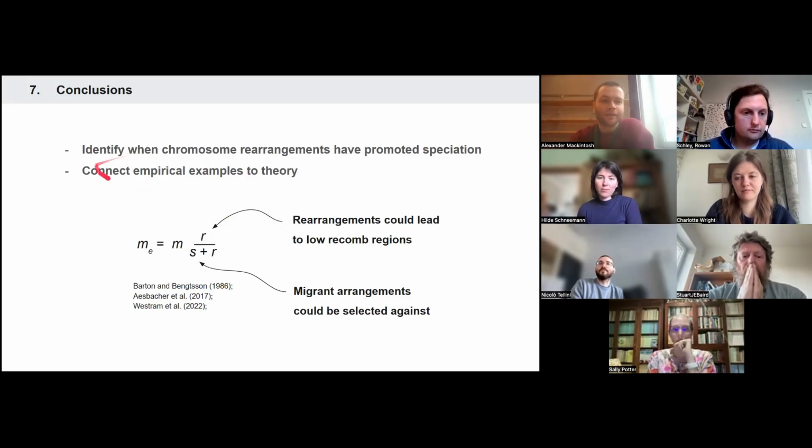And so I think connecting empirical examples to theory is still quite challenging, and I think one needs to fit really explicit mechanistic models to do this, which is exciting but difficult.